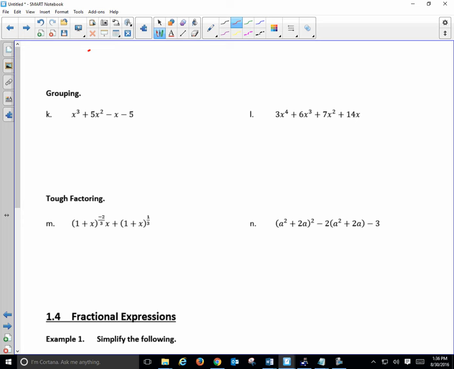Grouping. You remember how to group? Is it okay for me to do this? Parentheses there and parentheses here. Why can't I do that? Because of the subtraction sign right here. Watch. What is the value of that 5? Positive or negative? And when I do this, what is the value of the 5? Now it's positive because we can distribute that negative to be positive. So you can't do that. You got to rewrite it. X to the third plus 5x squared plus a negative x minus 5. So you simply just do plus minus, and it'll work out.